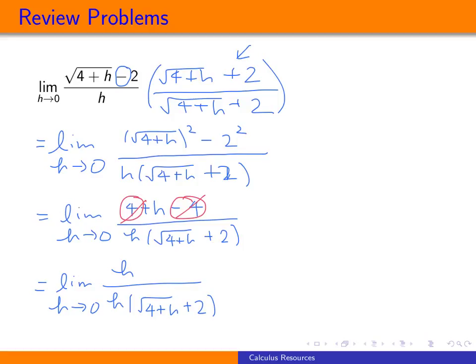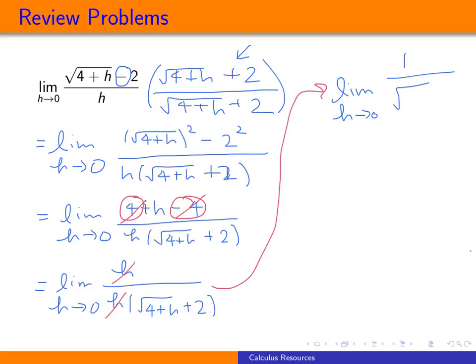And now look at that. The denominator has an h, the numerator has an h, and they can cancel. So here, now, we have that this is equal to the limit as h goes to 0 of 1 over the square root of 4 plus h plus 2.